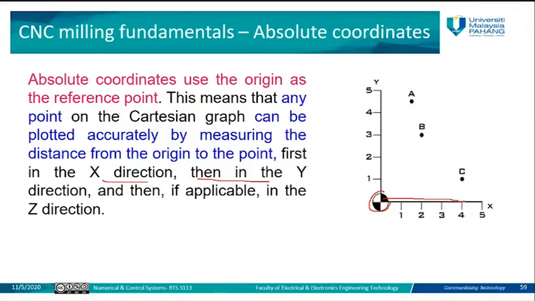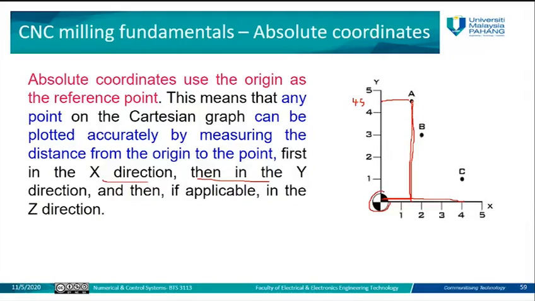If my start point is point A, I will move right until this point. For example, it is like 1.5. I move 1.5. This is on the x-axis. Then the machine will move up on the y-axis, which is 4.5, for example. So this is how the movement will be represented from the reference point until the first coordinate.